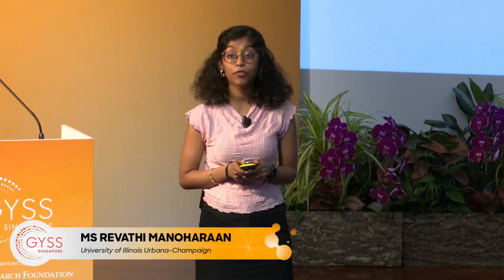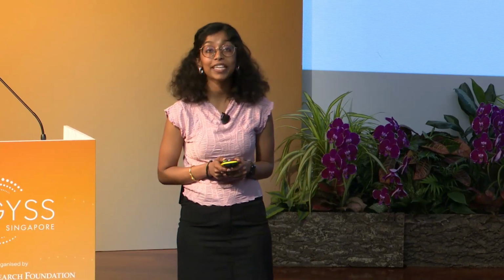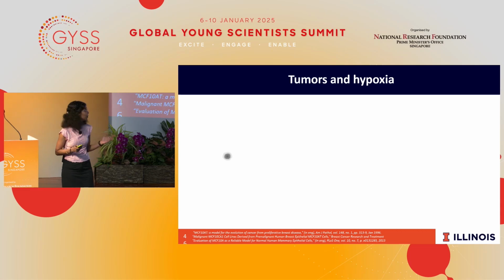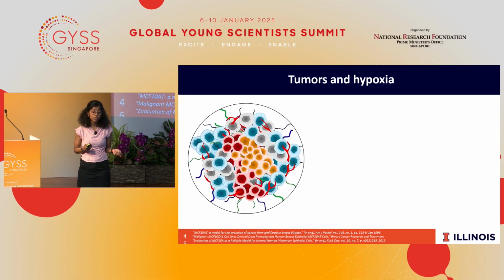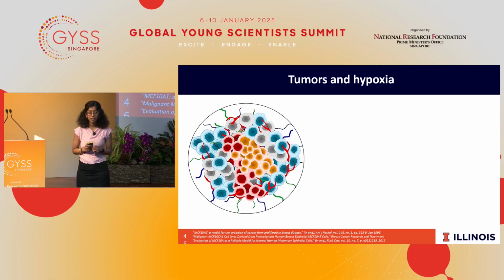I'm from the University of Illinois, Urbana-Champaign, and today I'm going to be talking to you about unveiling hypoxia patterns in a breast cancer progression model. Tumors often start with a few cells dividing uncontrollably, accumulating mutations up to the point that they form a huge mass of cells like this. Here's where the problem starts.